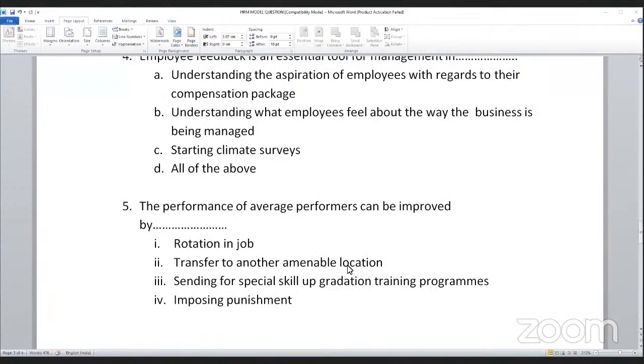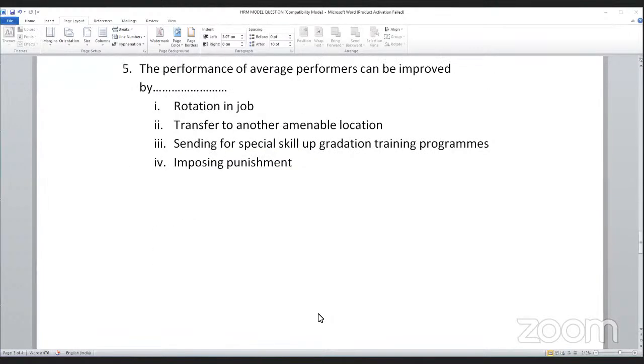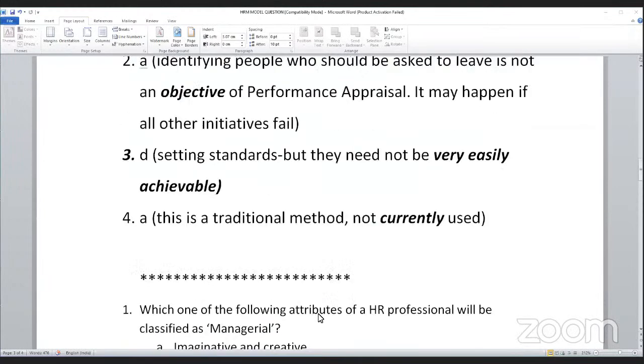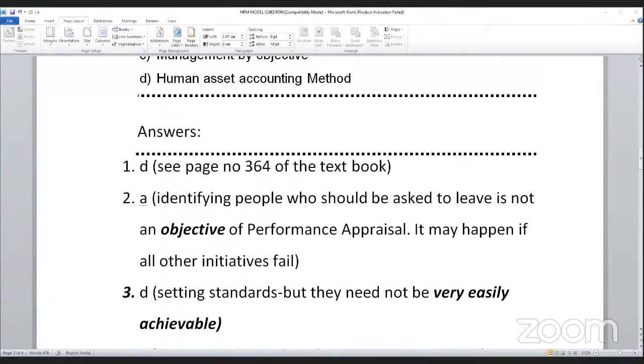Yes. The performance of average performers can be improved by rotation in job, transfer to another amenable location, sending for special skill upgradation training programs, imposing punishment. How will you improve the performance of an average performer? Three. Yes. So how will you rotate him for the job? Yes. C is the answer. Sending for special skill upgradation training programs. Okay. I have a few more questions. Maybe it has been shared. I don't know how many of you have gone through.